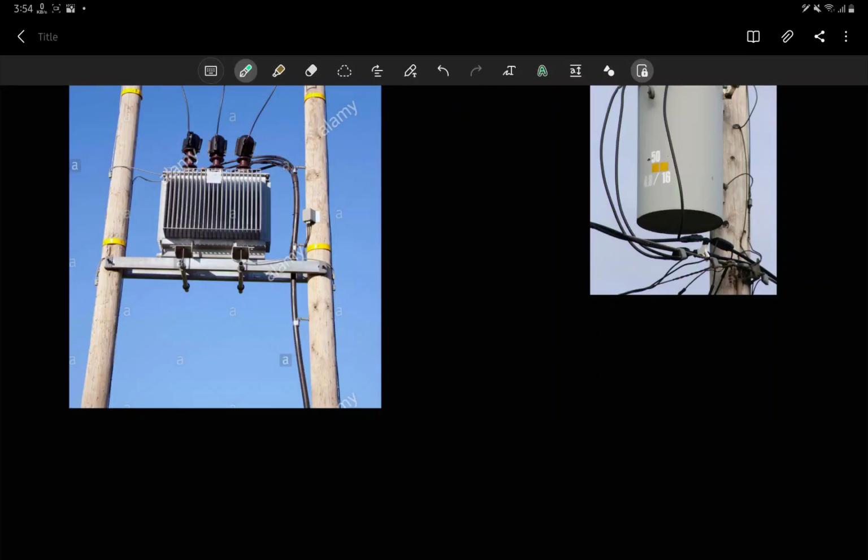So let's actually talk about what transformers do. First off, the reason why AC is kind of superior in terms of transmitting electricity from one point to another is because of transformers. And transformers don't work in DC circuits or for DC currents. It only works for AC, or alternating currents. So what's so different about alternating currents and direct currents?